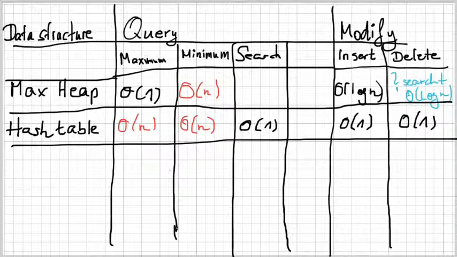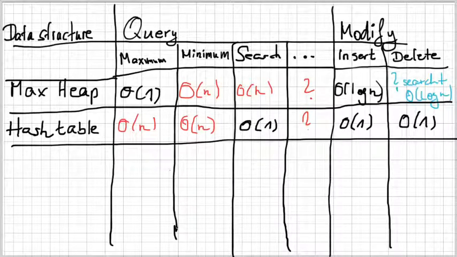Now max heaps are not good for searching, so if I want to search in a max heap, that will take linear time. Also any other operations, so a max heap is really made for finding the maximum, a hash table is really made for searching. So for anything else, probably these data structures will not work that well.